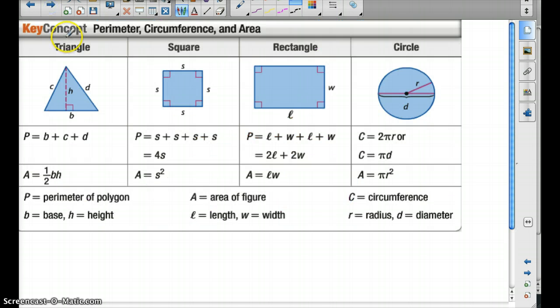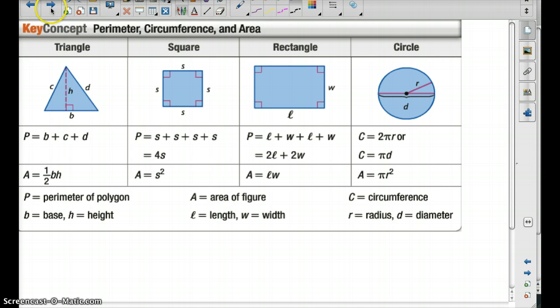All right, our next learning target is perimeter, circumference, and area of two-dimensional figures. So here are the formulas for triangle, square, rectangle, and circle. Now, I'm not requiring you to write down all of these, but if you do not remember them from prior math classes, I would write them down. So write down what you need to, pause the video, and we'll do an example after this.